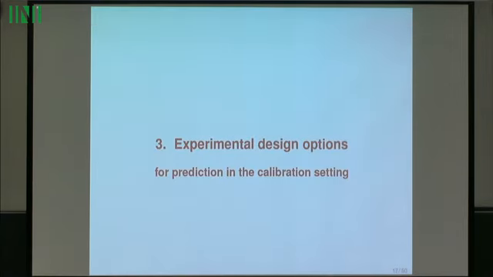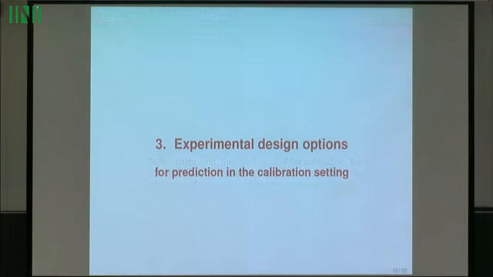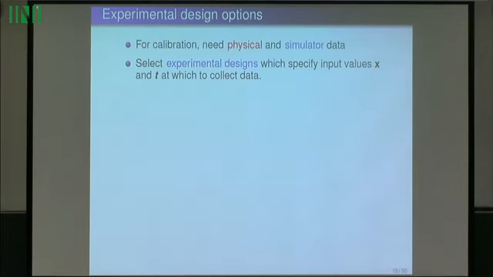Okay, so let me talk about experimental design options. I haven't said where these observations came from. So if we're going to do calibration in the form that I'm describing it, we need some physical data and some simulator data. So I need some experimental designs which specify the input values of the control variables and the heat transfer coefficient, the calibration parameters at which to collect the data.